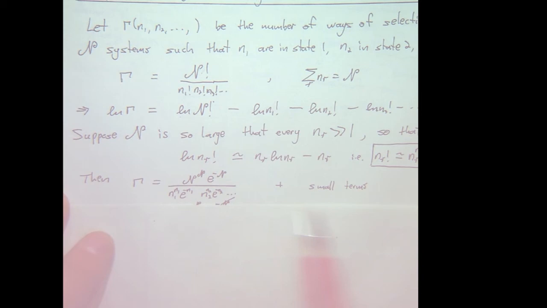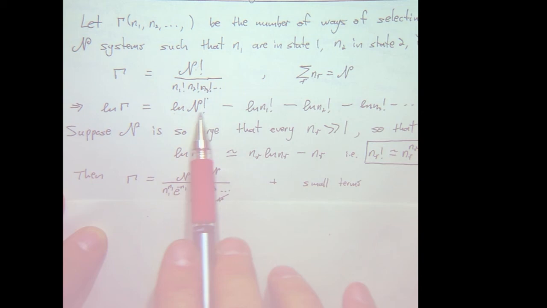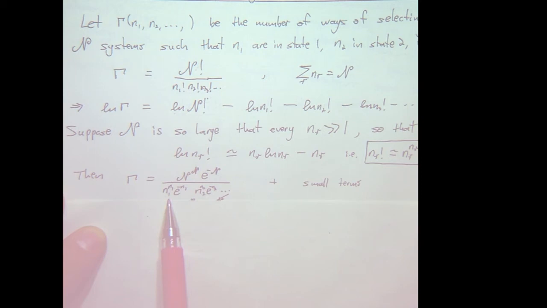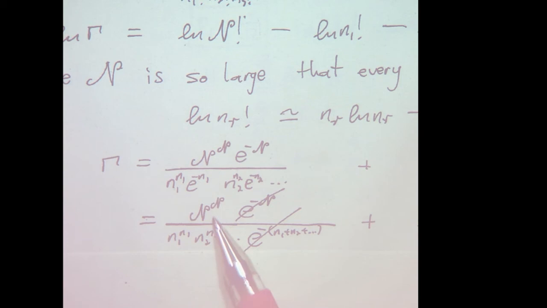Oh, actually, it's this here in the box. Nr factorial is nr to the nr e to the minus nr. And so what you get is that there is curly N to the N e to the minus N, n1 to the n1 e to the minus n1, etc. in the denominator. But these exponentials, you can just add up what's in the exponent. These exponents, n1 plus n2 plus n3, the sum of all the occupations equals the number of systems in the ensemble. So you've got e to the minus curly N in the denominator. So that cancels with that one. So you've just got curly N to the N times these n1 to the n1, etc. Plus small terms.